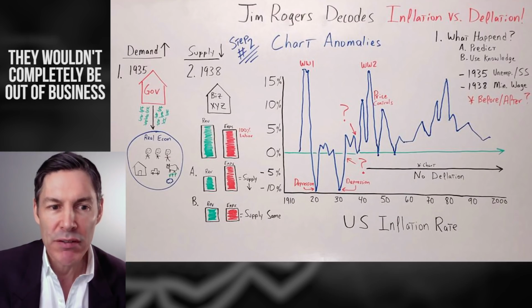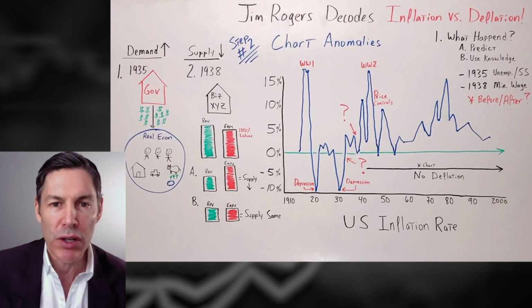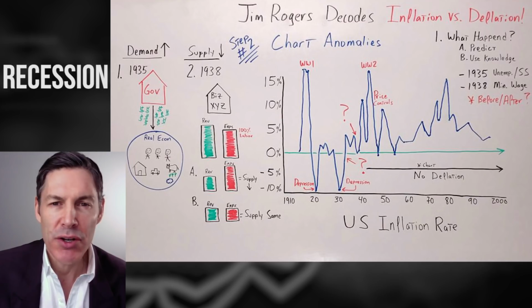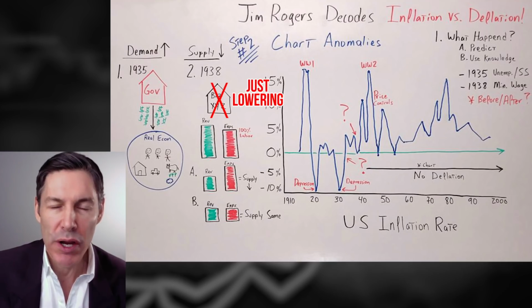So what we have here is demand going up because the government is now transferring payments directly to people in the real economy, and supply potentially being restricted. Because if we have a significant downturn in the economy, you have a lot more businesses just shutting their doors instead of just lowering wages.